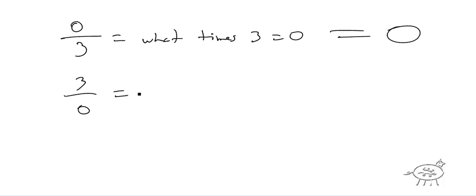If I look at the bottom one, what times 0 gives me 3? It's impossible, right? There's nothing times 0 that'll give you 3. 0, 3, doesn't matter. Anything times 0 is 0, so this doesn't work. That's why this was undefined.